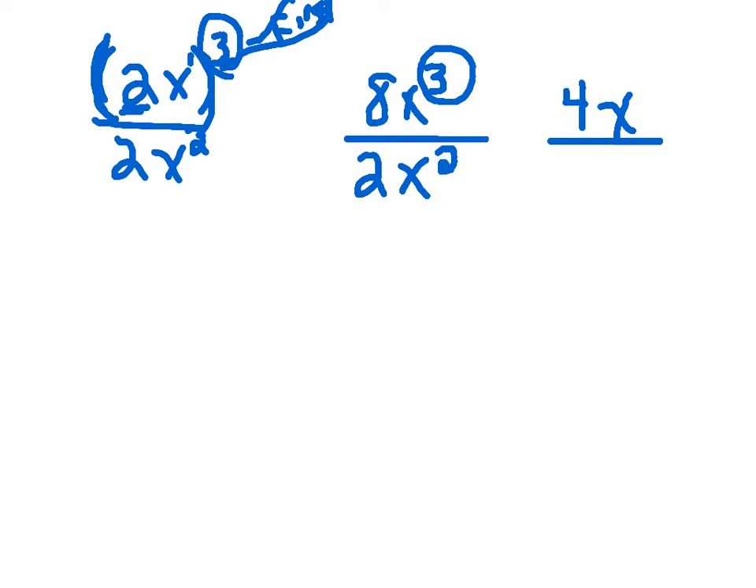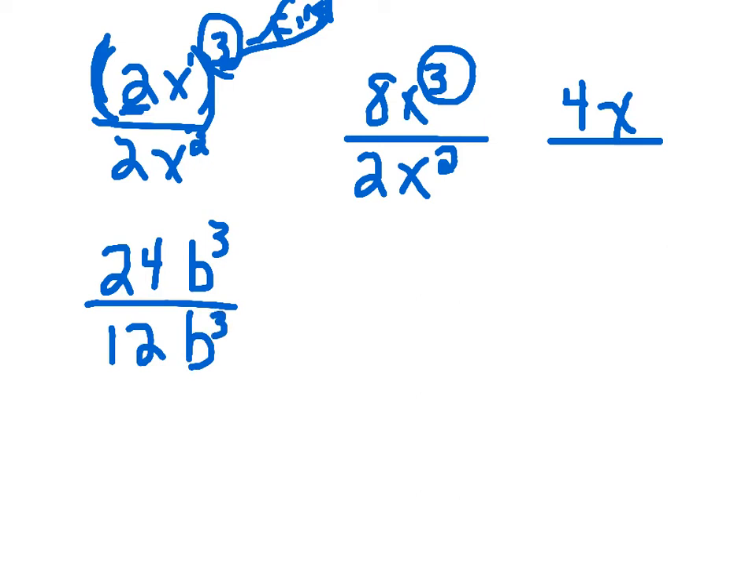All right, what about if I have 24b to the third divided by 12b to the third? Well, we can see that in this problem, we're going to divide our coefficients. 24 divided by 12 is 2. And that's on the top because 24 is bigger than 12. What is b to the third divided by b to the third? Well, any number divided by itself is 1. Each one of these cancels out. So our final answer is 2. There are no more variables.